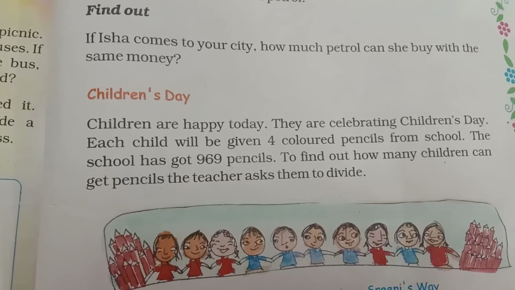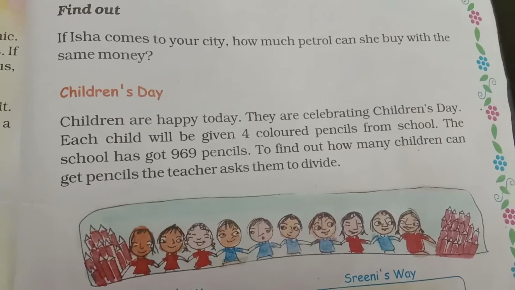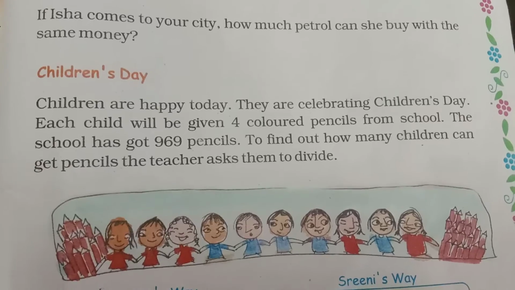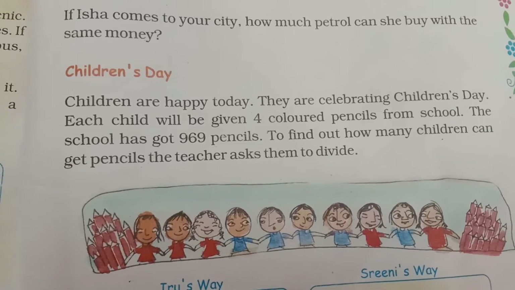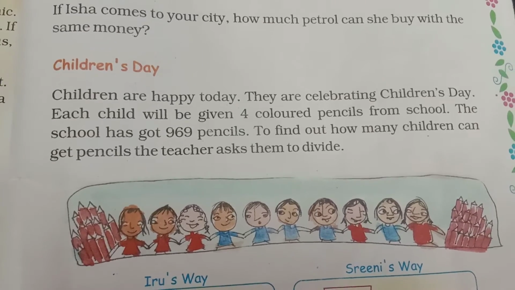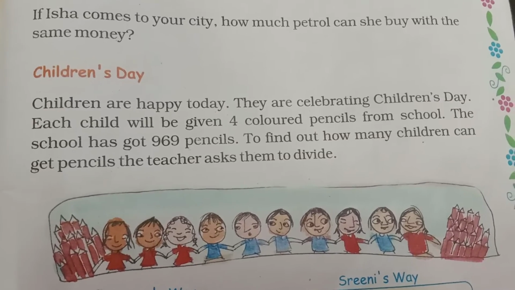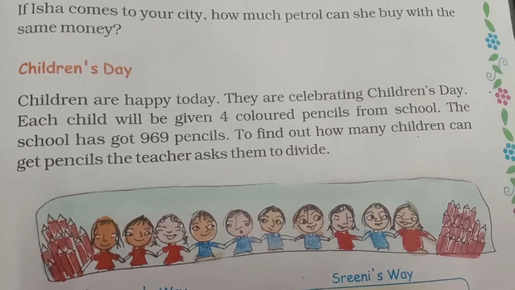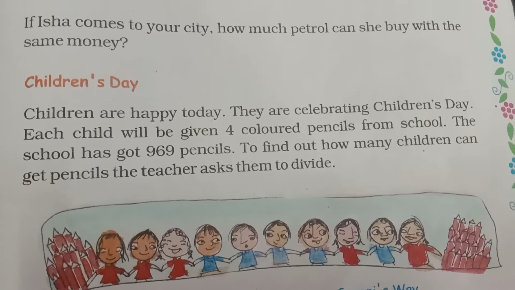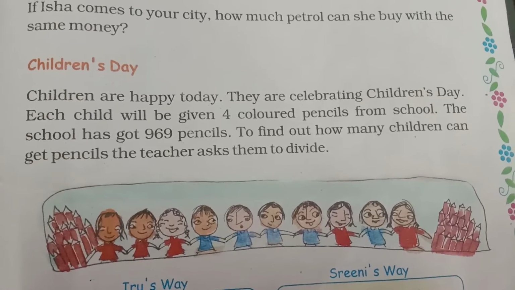We are discussing the 13th unit, ways to multiply and divide. Today we are going to discuss page number 181, a small story problem about Children's Day. Children are happy today. They are celebrating Children's Day. Each child will be given 4 colored pencils from school. The school has got 969 pencils. To find out how many children can get pencils, the teacher asked them to divide.